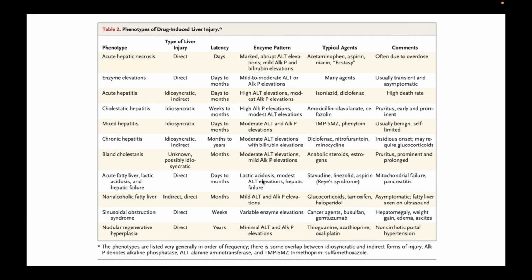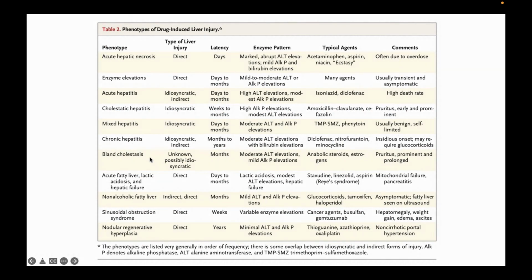All right. So I'll go through these quickly. We kind of talked about most of them, but again, there's clinical and histologic phenotypes of DILI, right? This is again from the same article. It's a very nice table that gives you all the clinical phenotypes of drug-induced liver injury and the type of liver injury that can be associated with it: idiosyncratic, direct, or indirect, and a little bit about latency and the typical agents. Again, this is just for you to go over. I'm not going to go over all of it.